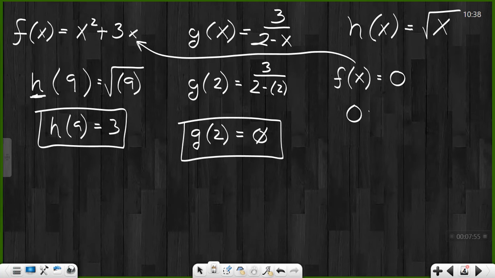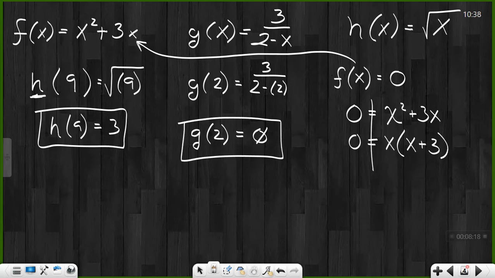That means that 0 is going to equal x squared plus 3x. Some value of x is going to make that true. Some input will make that true. And to find the input, we have to actually solve the equation at this point. To solve this equation, it is a quadratic, so the first thing I'm going to do is make sure it's equal to 0, which it is. Then I'm going to factor, pulling out my GCF of x.